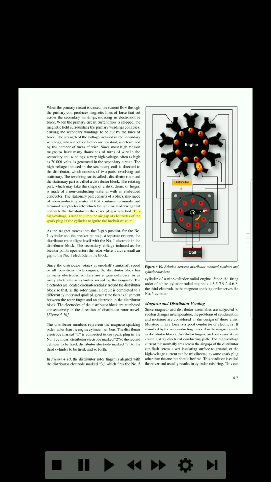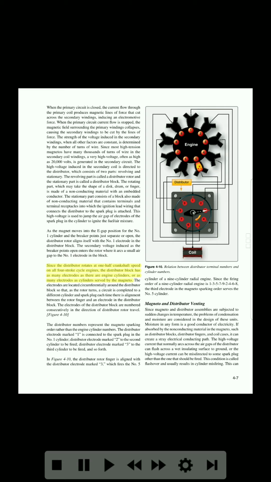ignite the fuel/air mixture. As the magnet moves into the E-gap position for the No. 1 cylinder and the breaker points just separate or open, the distributor rotor aligns itself with the No. 1 electrode in the distributor block. The secondary voltage induced as the breaker points open enters the rotor where it arcs a small air gap to the No. 1 electrode in the block.